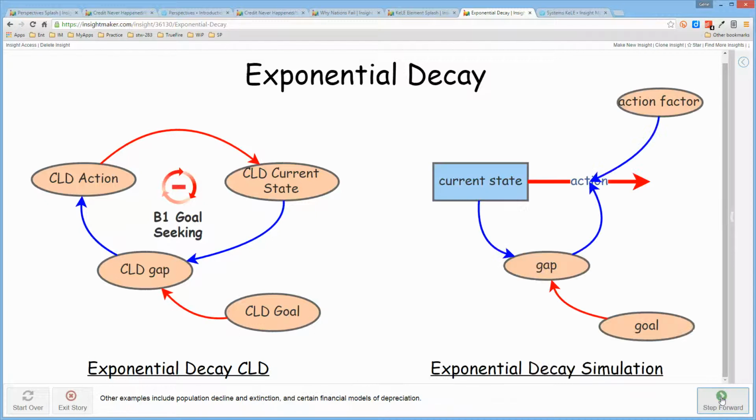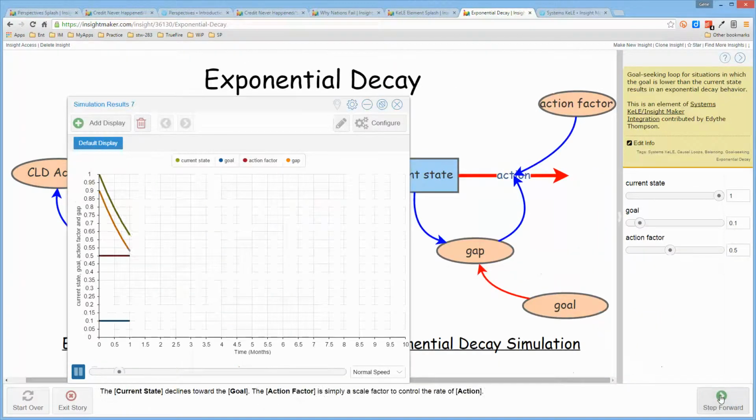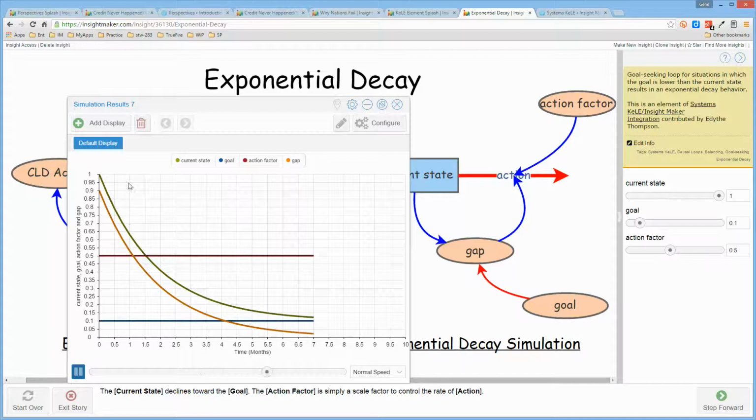Now, if we look at the stock and flow equivalent of this diagram, we've added an action factor simply to control the rate at which that action migrates the current state in the direction of the goal. So if we run this with some initial values, notice that the current state begins where it was, and it declines over time, and it declines toward the goal, the desired state, and it therefore produces this characteristic exponential curve.